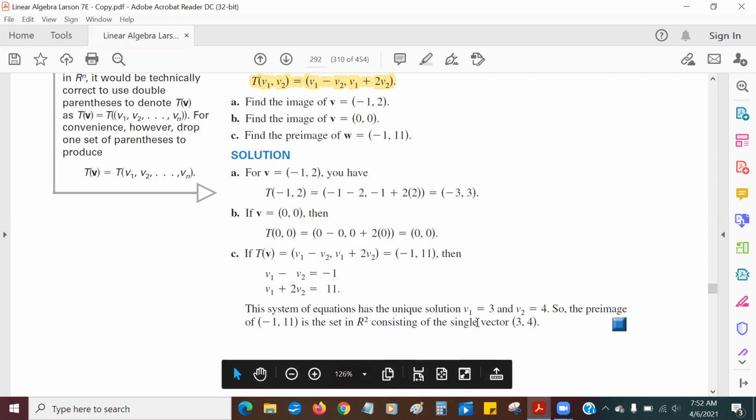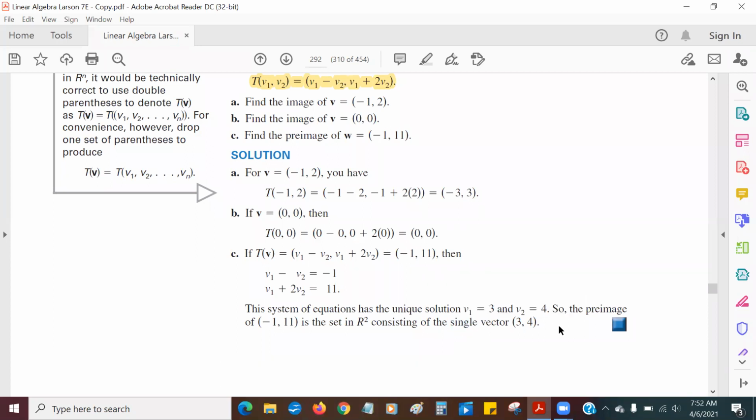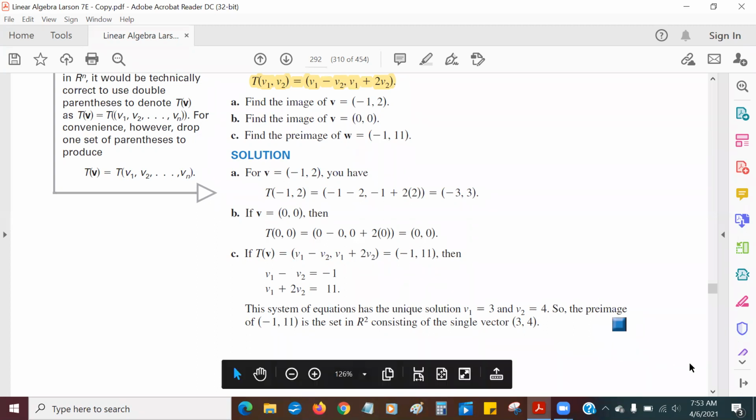Notice it says single vector here, because for something to be a function, it can only have one image, but you could have more than one pre-image. Just like we know with functions, one input has to have only one output, but a particular output could have several inputs. Anyways, that's a function. Now we're going to get to the headline topic, which is linear transformations.